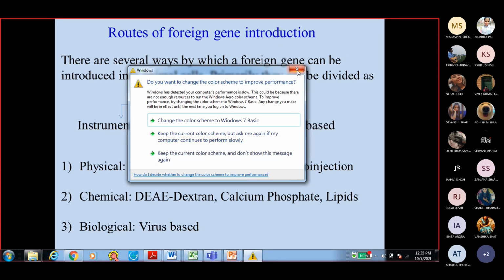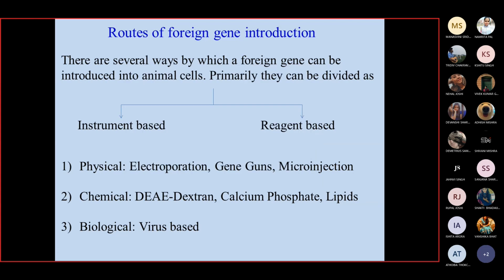Okay. Instead of DEAE dextran, you can use calcium phosphate. Calcium phosphate has the phosphate ability to bind to DNA, and all cells need calcium, right? So calcium phosphate also has this ability to get inside the cell, into the nucleus. You can complex your DNA along with calcium phosphate, and it gets delivered into the cell.